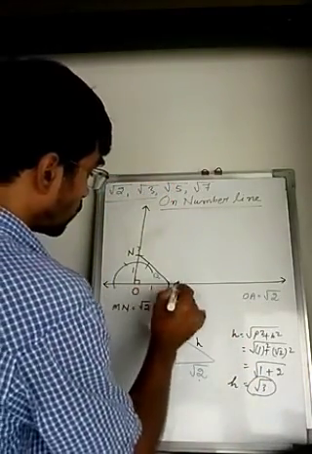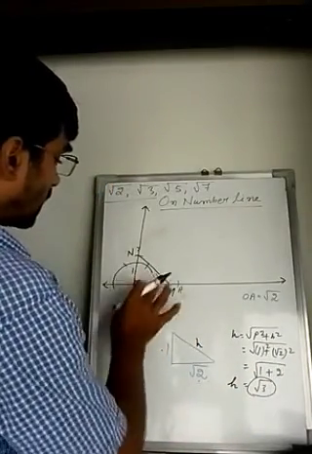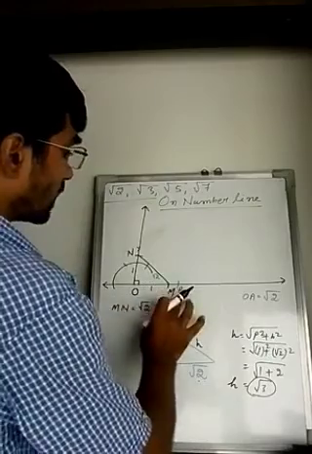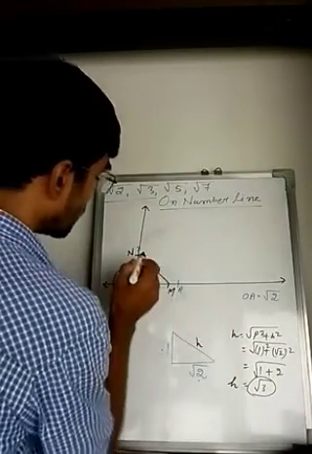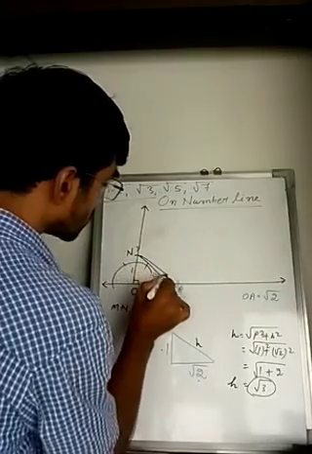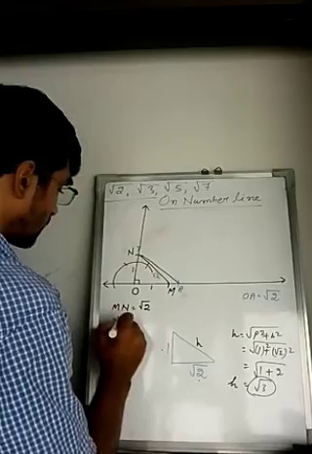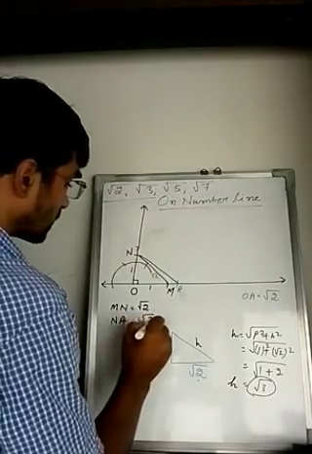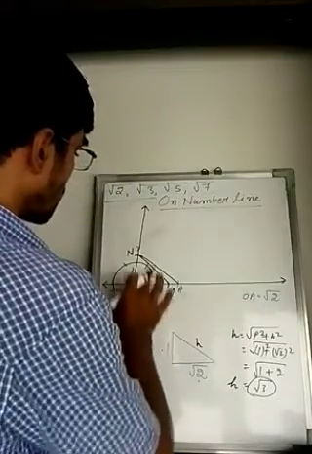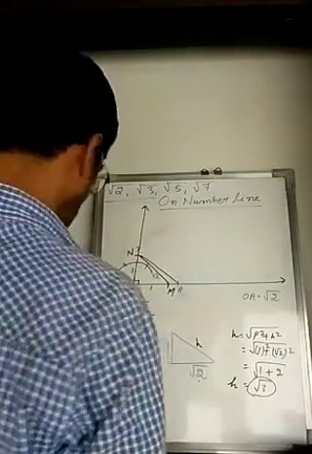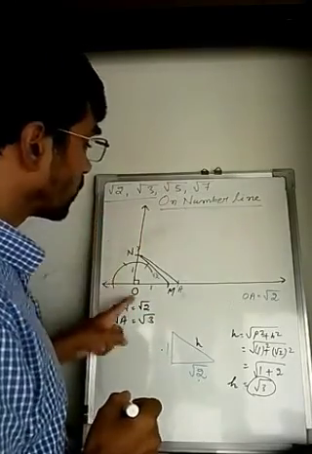So here from O to A, this is the base, that is root 2. That is MN and OA. So O to A is root 2 and O to N is 1. If I join NA, I will get NA equals root 3. I have proved it from this example. So NA equals root 3. Now NA is the hypotenuse of triangle NOA.